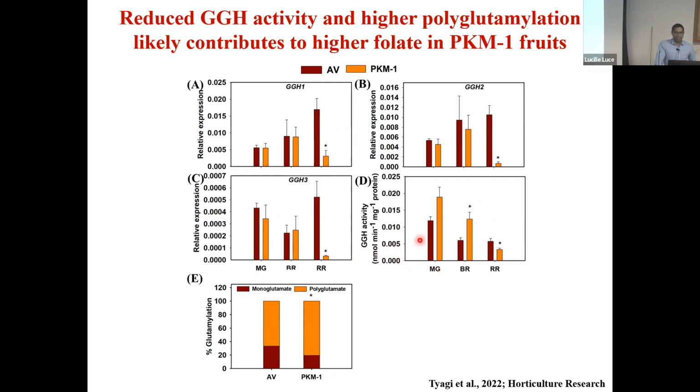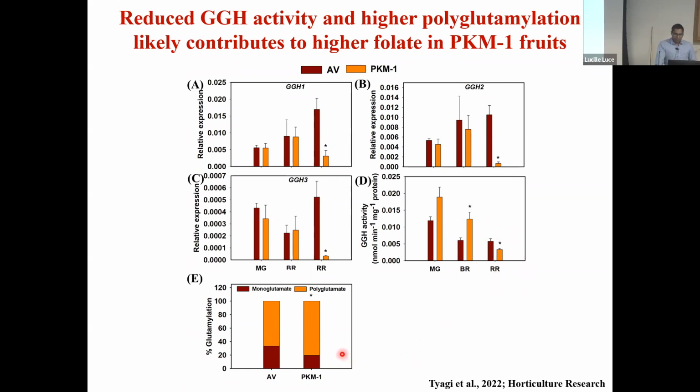After that, we checked the GGH enzyme activity. We found that GGH enzyme activity was very high at the mature green stage, and it started to decline as ripening progressed. We don't find any significant difference between AV and PKM at the mature green stage. But at the breaker stage, the GGH activity was significantly high in PKM, and it was significantly low at the RR stage.